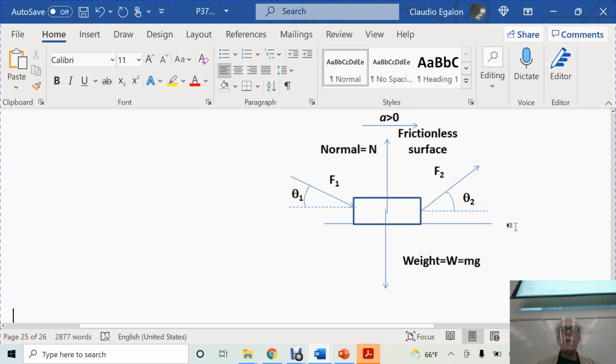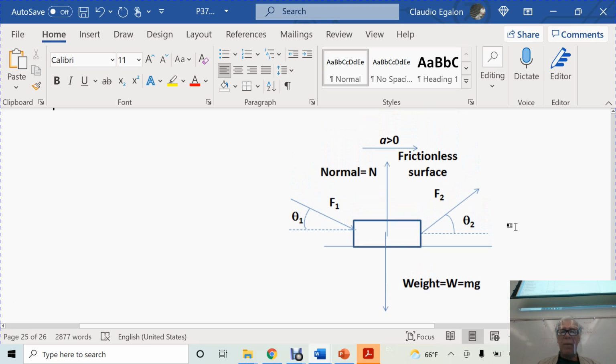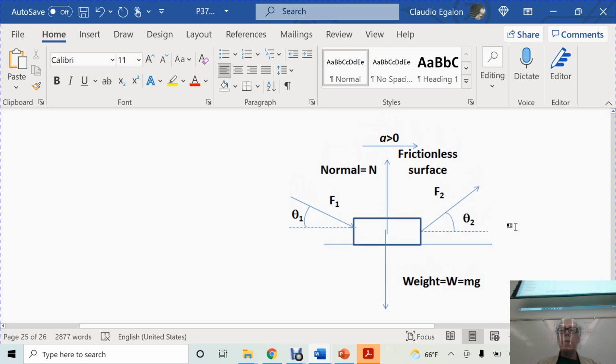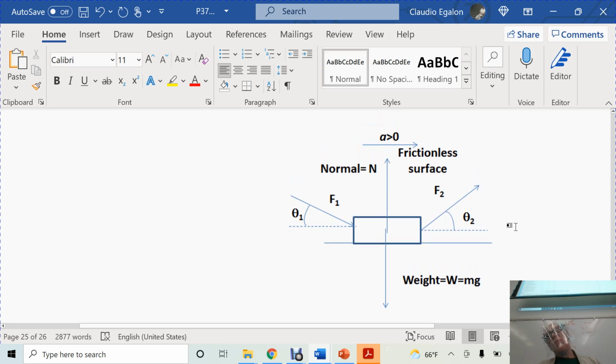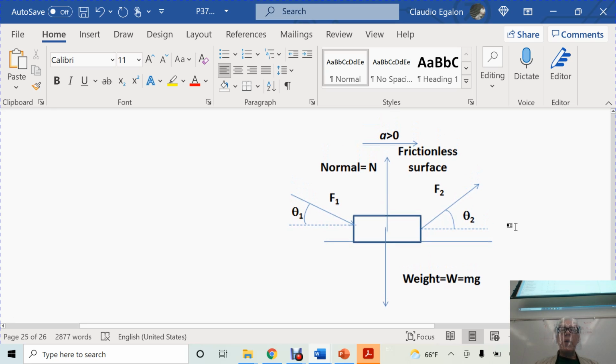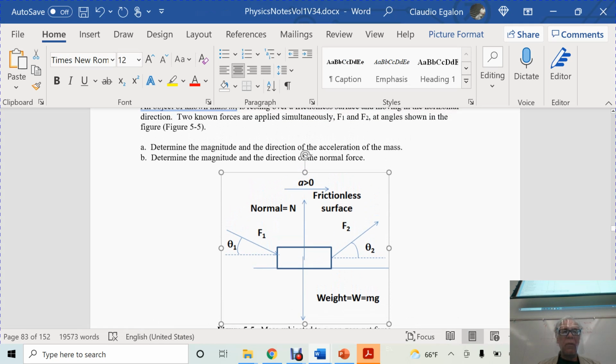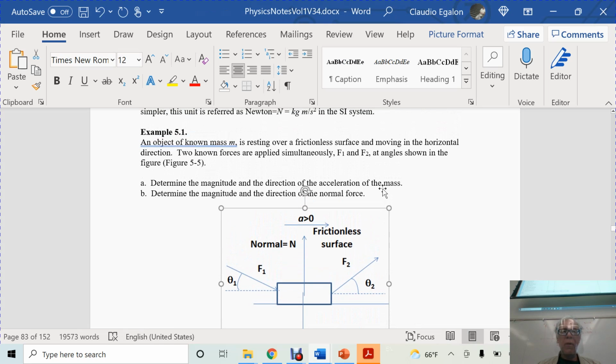Okay, so the first question that you have to ask is: is the mass accelerated along the vertical direction? Is the mass moving along the y direction, yes or no? Take a look at the drawing and the information that was given. The information was that the motion was only along the horizontal direction. There is no motion along the vertical direction.